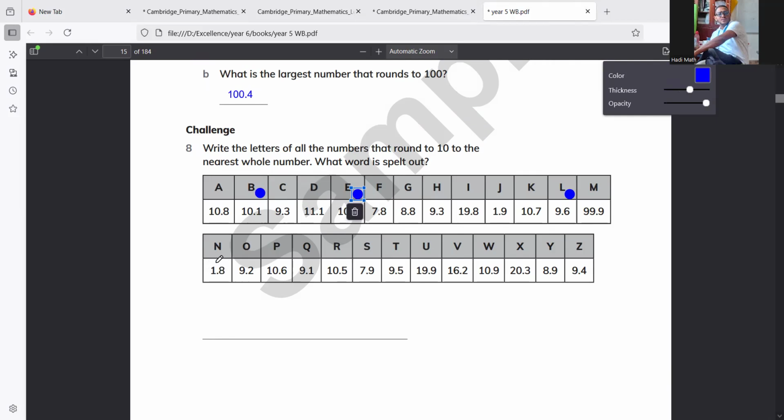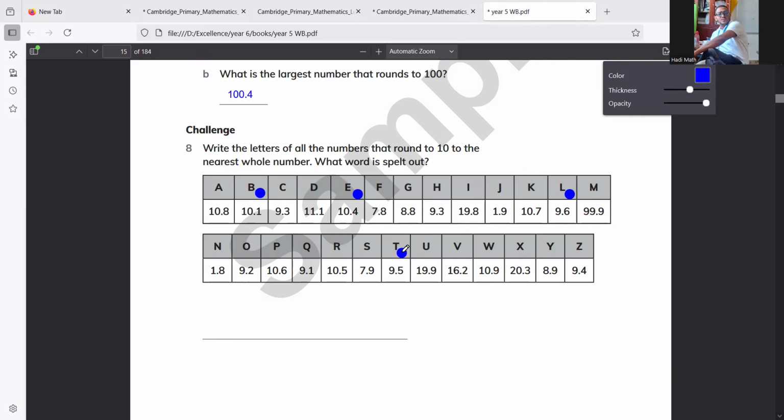1.8, you're going to add also, but it's going to be 2. 9.2, 2 is not going to add, so it's going to be 9. 10.6, 6 is more than 5, so you're going to add 1 to the 10, it's going to be 11. No. 9.1, 1 is less than 5, you're not going to add 1 to the 9, so the answer will be 9. No. 10.5, we say 5 we add, so it's going to be 11. No. 7.9, 9 we're going to add, so it's going to be 8, so it's not 10. Yes, no. 9.5, 5 you're going to add, so add 1 to the 9, it's going to be 10. Yes, so this number is yes.